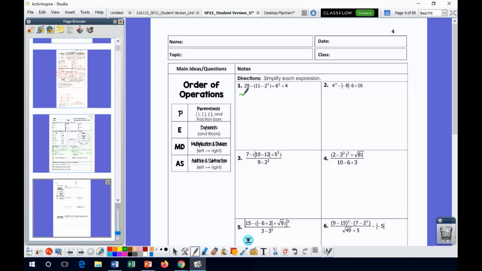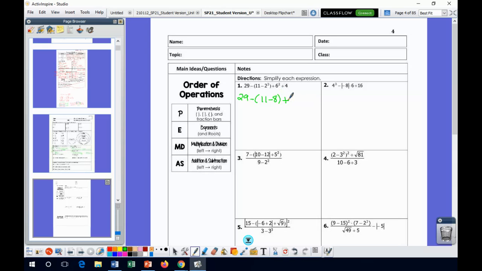So this would be 29 minus 11 minus... and how did you get 8, Preston? 2 times 2 times 2. Exactly. So 2 times 2 is what? 4. 4 times 2 is 8. So 11 minus 8, which is just validating what Preston told us.